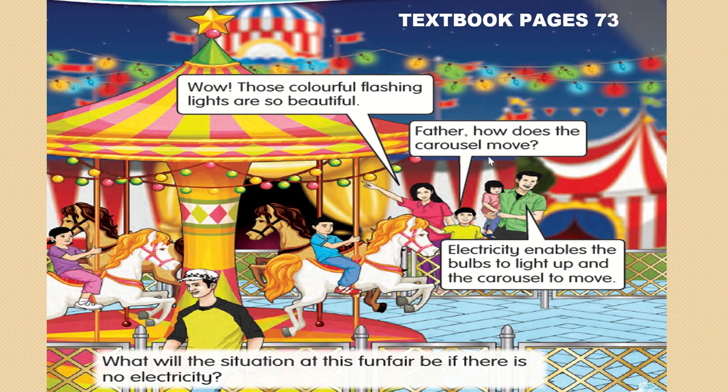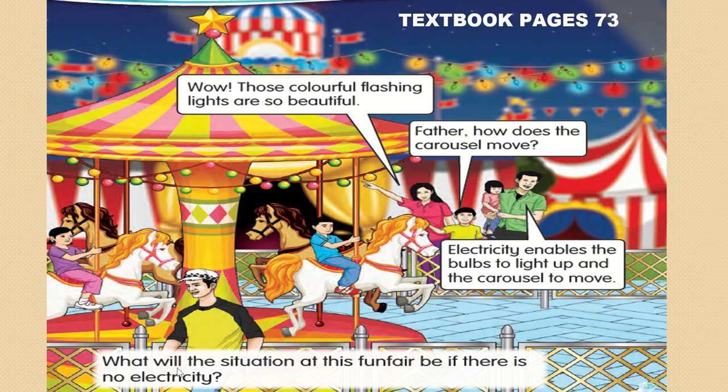Here we have a family. The mother says, "Oof, those colorful flashing lights are so beautiful." And the son asks, "Father, how does the carousel move?" This one is the carousel. Now the father answers, "Electricity enables the bulb to light up and the carousel to move."